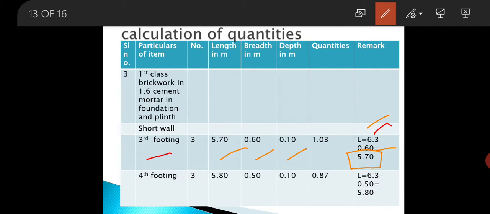Then fourth footing. Fourth footing is of width 0.5. So, from the center line length we will simply subtract the width of the fourth footing. So, the result is 5.8. Breadth is 0.5, thickness is 0.1.